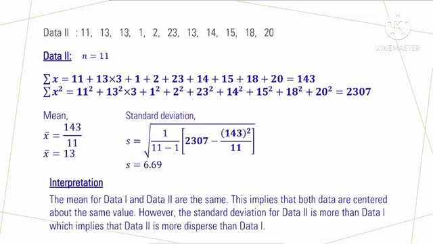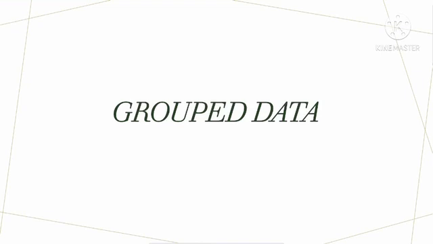We notice that the mean for data 1 and data 2 are the same. This implies that both are centered about the same value. However, the standard deviation for data 2 is more than data 1, which implies that data 2 is more dispersed than data 1. Now we will find the variance and standard deviation for grouped data.